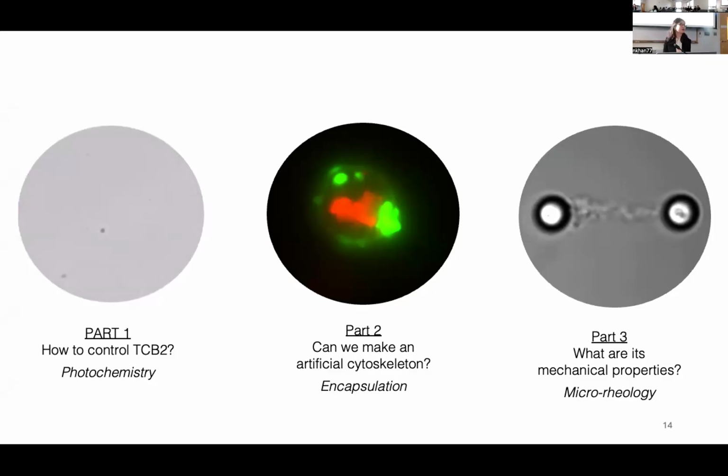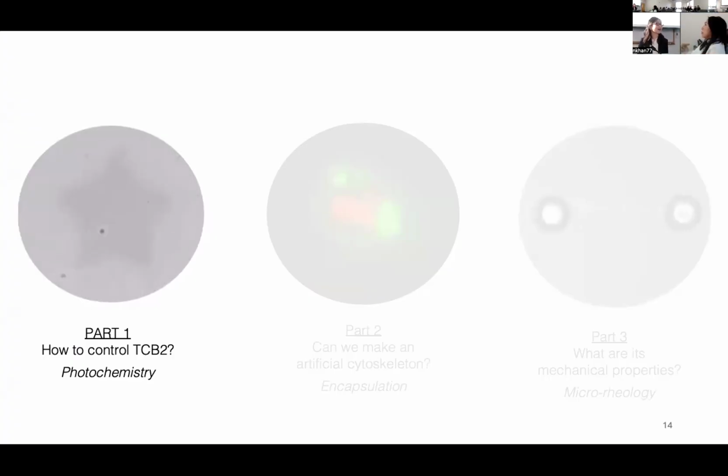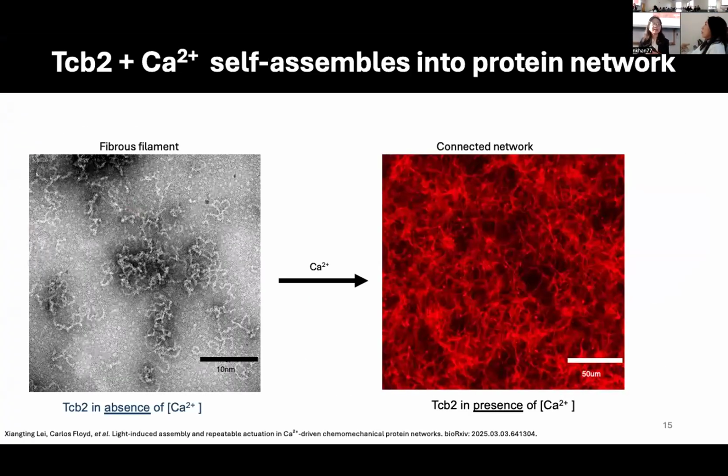So I want to control the TCB2 in a better way. And in my thesis, there are two small parts I want to cover. The first one: how do I control the TCB2? The TCB2 with the calcium will just self-assemble into a protein network.